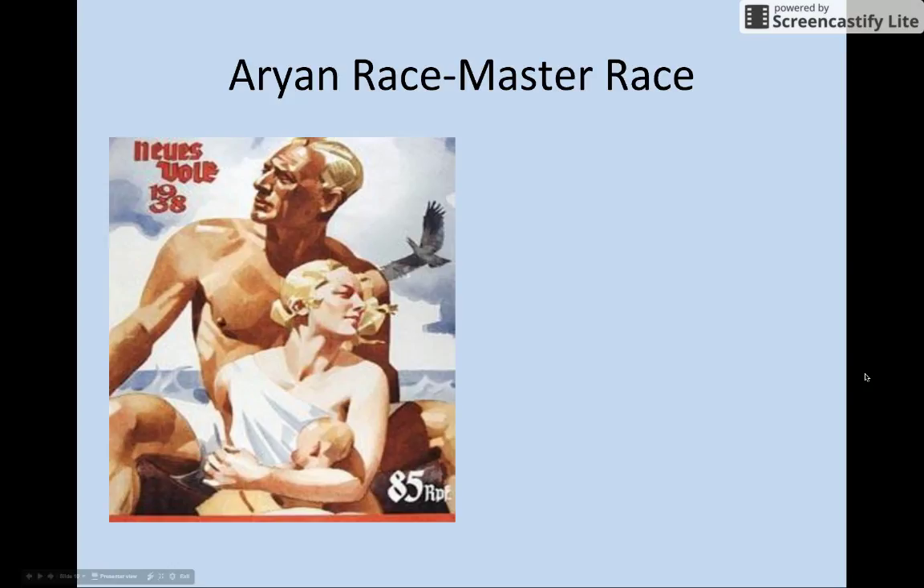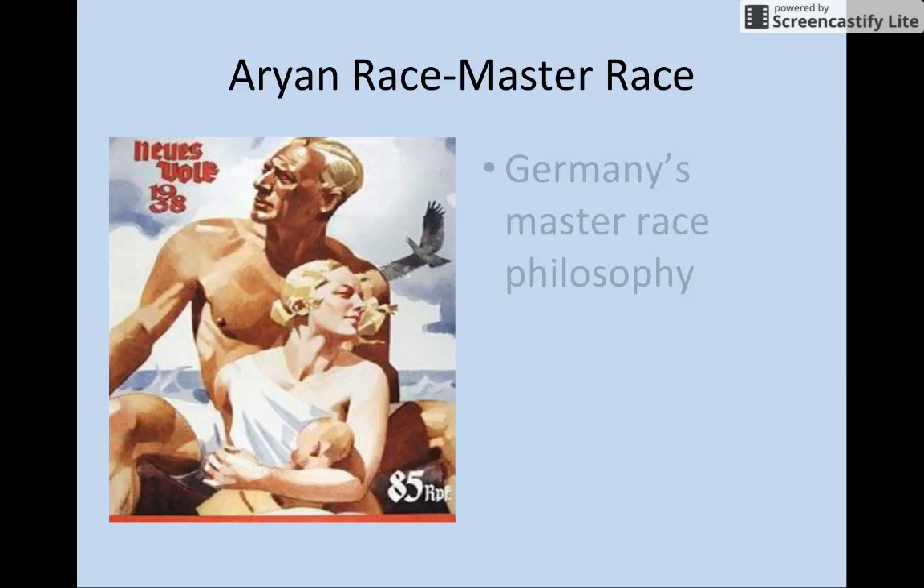If you look at this picture, this is a picture that describes what the Aryan race looks like. And you can see this was drawn in Nazi Germany in 1938. And this was the idea that the Aryan race, the Germans, were like supermen. They were better than all the other races, according to them. They typically had blonde hair, they were very athletic, and they wanted to populate the earth. This was Germany's master race philosophy.